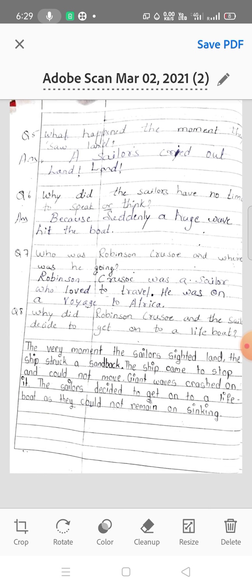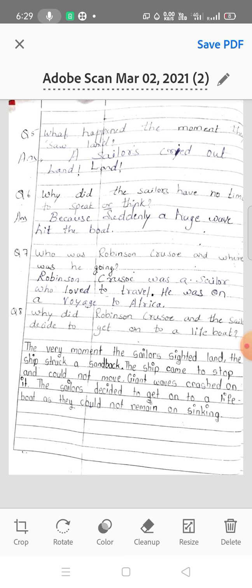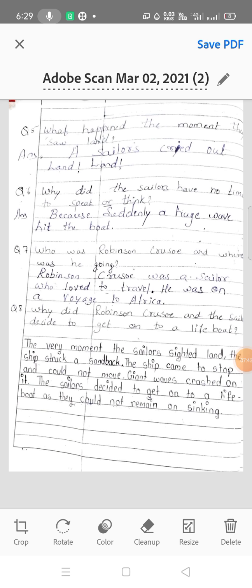Who was Robinson Crusoe and where was he going? Robinson Crusoe was a sailor who loved to travel. He was on a voyage to Africa. Why did Robinson Crusoe and the sailors decide to get onto a lifeboat? The very moment the sailors sighted land, the ship struck a sandbank. The ship came to a stop and could not move. Giant waves crashed on it. The sailors decided to get onto a lifeboat as they could not remain on the sinking ship.